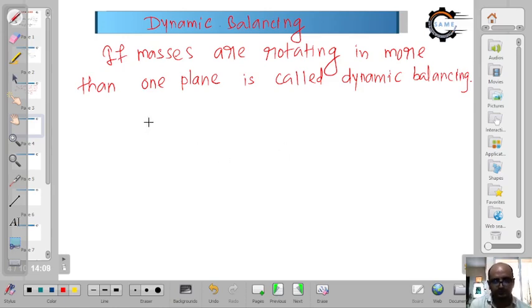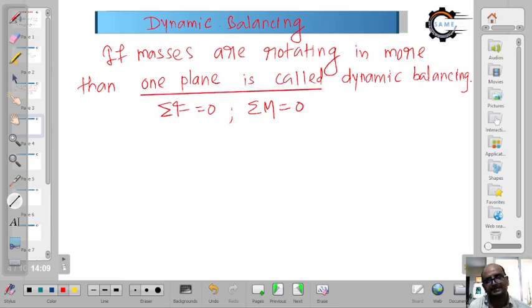Here we need two conditions: summation of F equal to 0 and summation of M equal to 0. These two conditions we require in the case of dynamic balancing, unlike static. In static we need only one condition, because all the forces are in one plane, right? So summation of M is invalid in that case, so we will not take that, right?